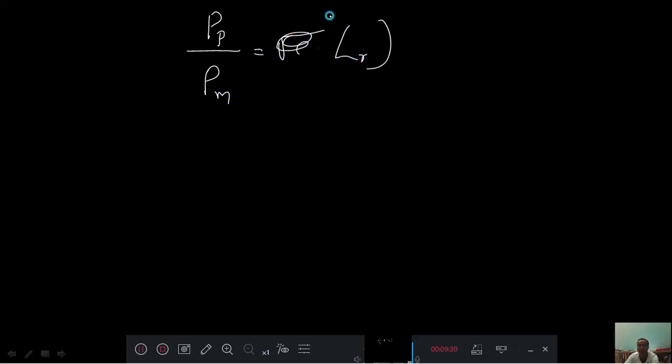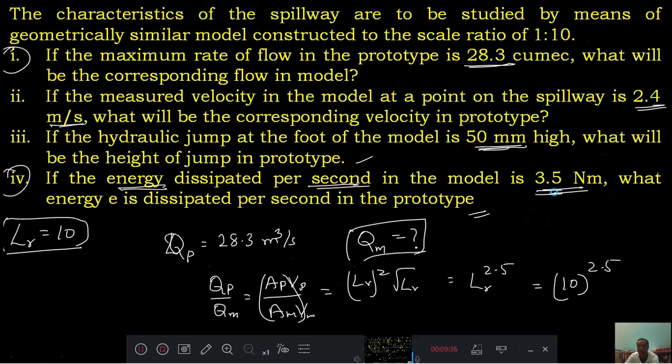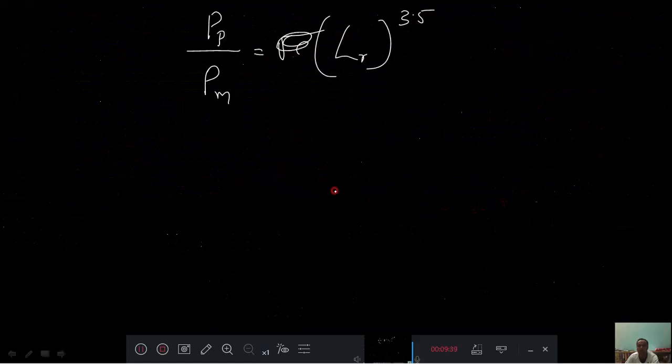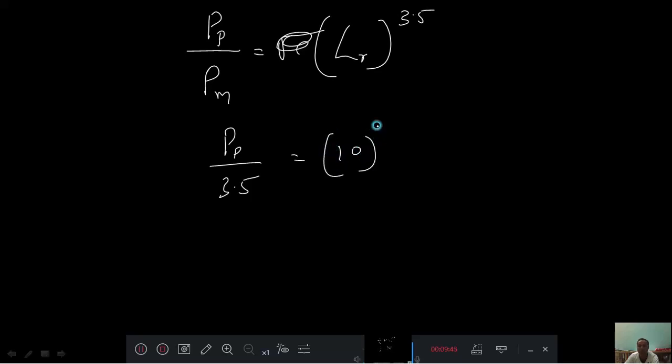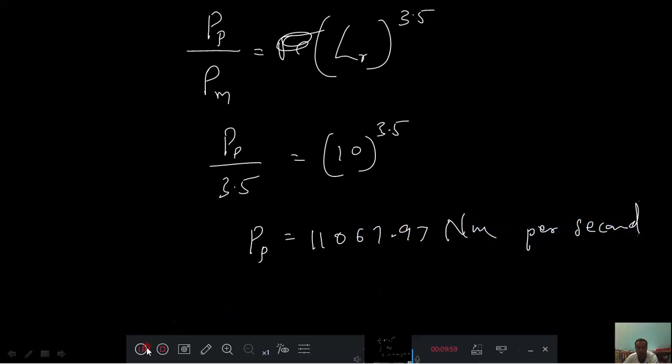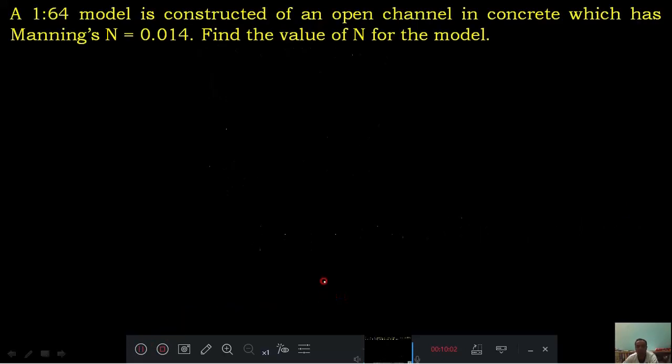Okay, don't worry. Therefore, the power ratio PP divided by PM is equal to, as in the last problem, LR raised to 3.5. Therefore, go back. PM is 3.5. PP by 3.5 is equal to 10 raised to 3.5. Answer: PP is equal to 11,067.97 Newton meter per second. Okay, now the problem is solved. Going to the next problem.